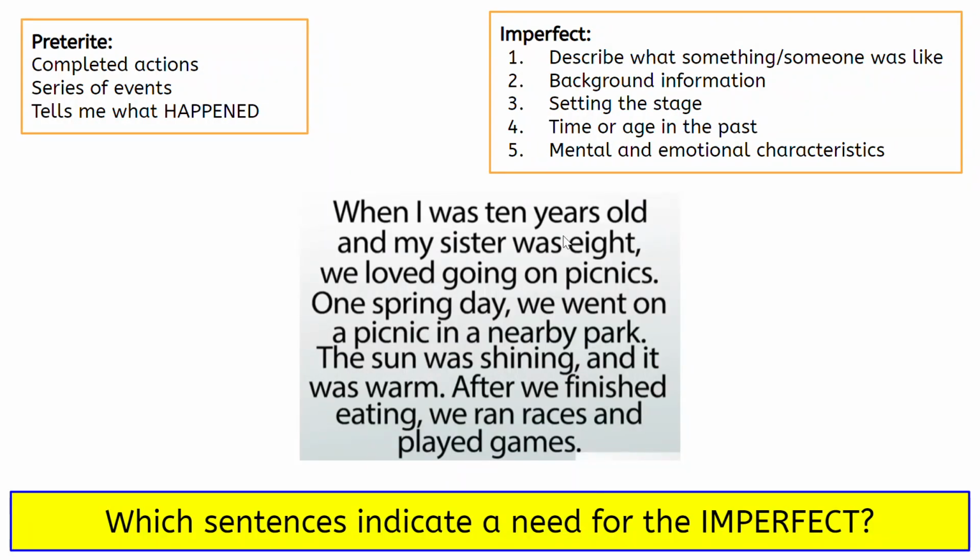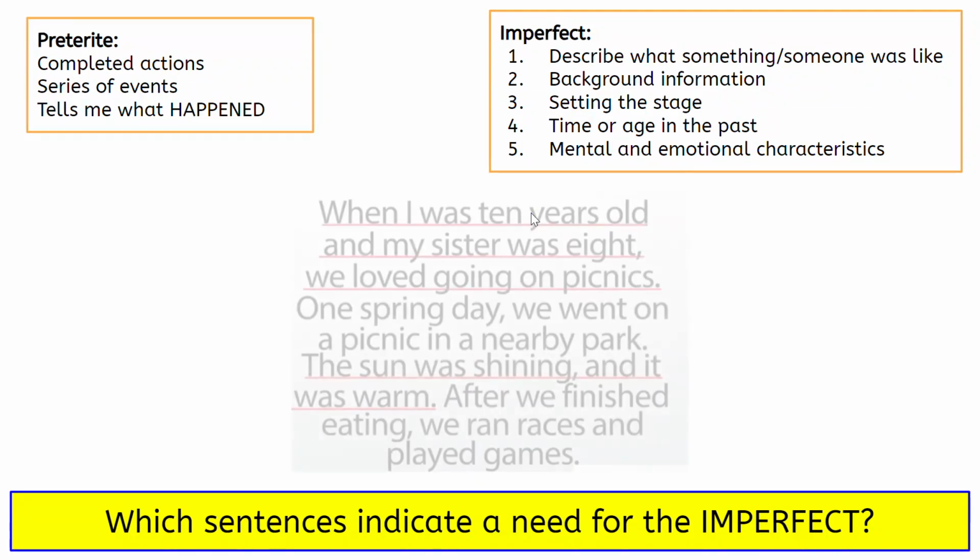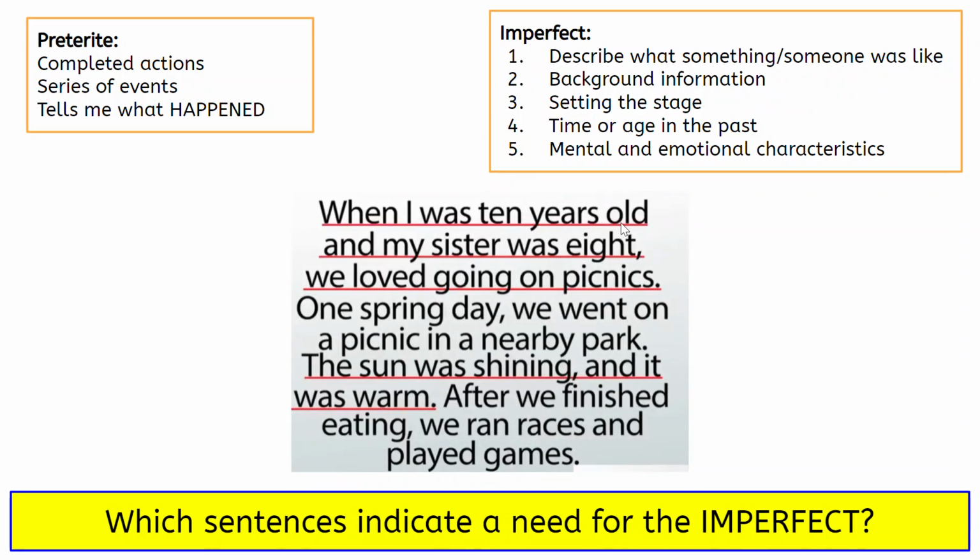All right, so each of these sentences or compound sentences have verbs. It's kind of what we want to focus on. I was 10 years old. Okay? Is this a completed action, series of events, the plot, or is this background information, age, emotion, telling time? Oops, there it is. When I was 10 years old. Definitely that's setting the stage, and it's also telling age in the past. Again, my sister was 8, telling age in the past, setting the stage. We loved going on picnics. This is something that happened over and over and over again, not a specific date or time. That's imperfect. And then what's not underlined would be preterite.